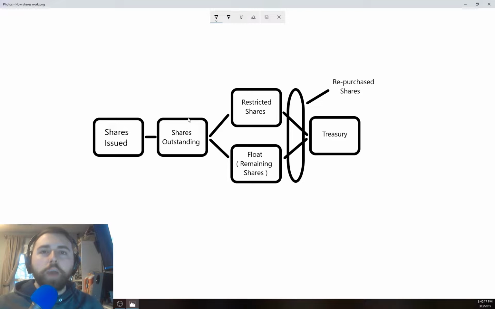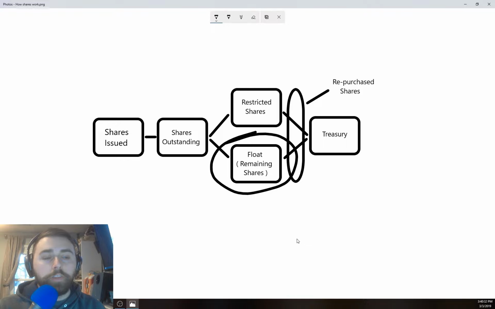Okay, traders, so if you haven't already watched part 1, I recommend you go back and watch that. It discusses this chart and how shares are divvied up and traded on an intraday basis. So today we're going to focus on the remaining shares, which is the float.